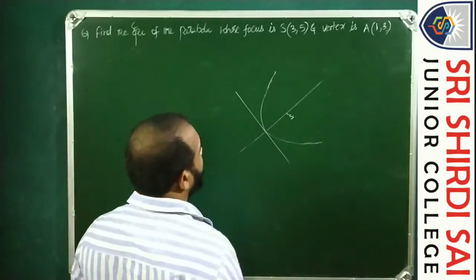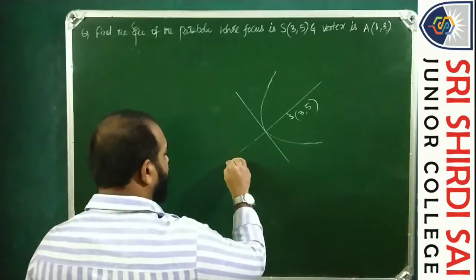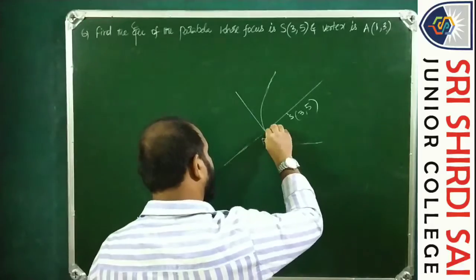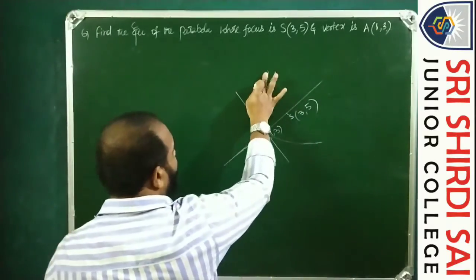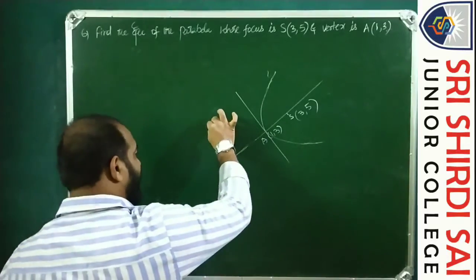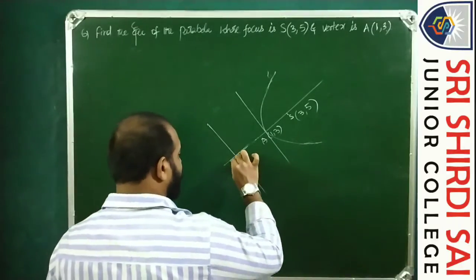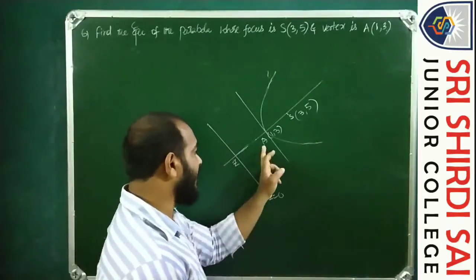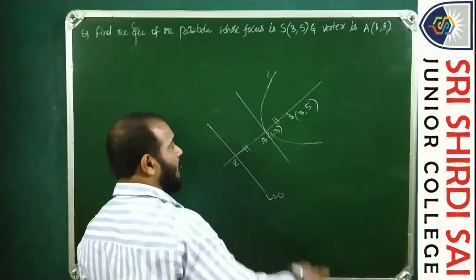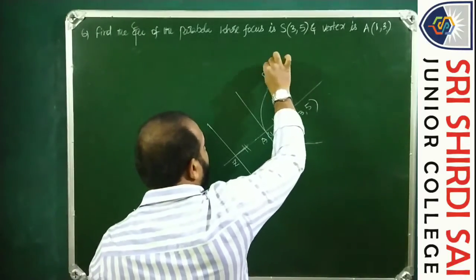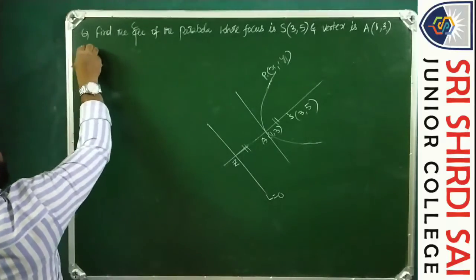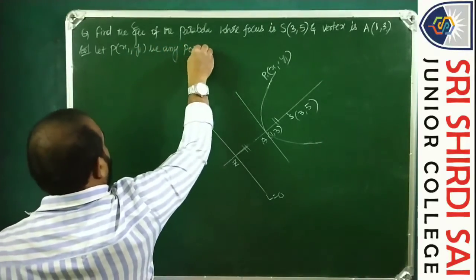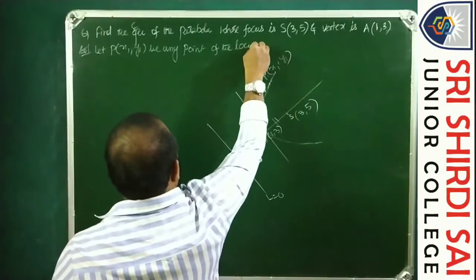Now the focus S is here, which is (3, 5), and the vertex is A (1, 3) here. So the equation of this parabola is what we are required to find out. This is the vertex, this is the directrix, this is Z, this is L equals to 0. So here Z, A, S are collinear points and A is the midpoint of ZS. These distances are equal. Solution: let P (x1, y1) be any point of the locus of the parabola.